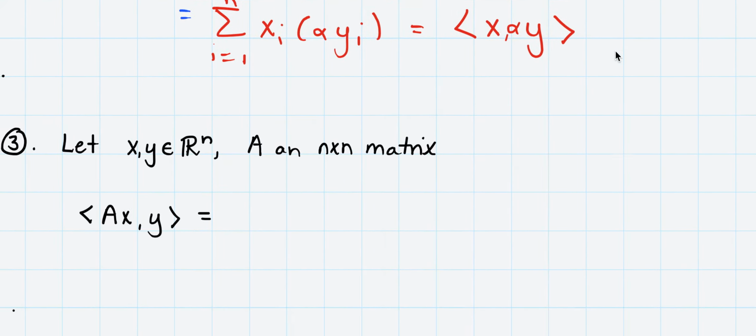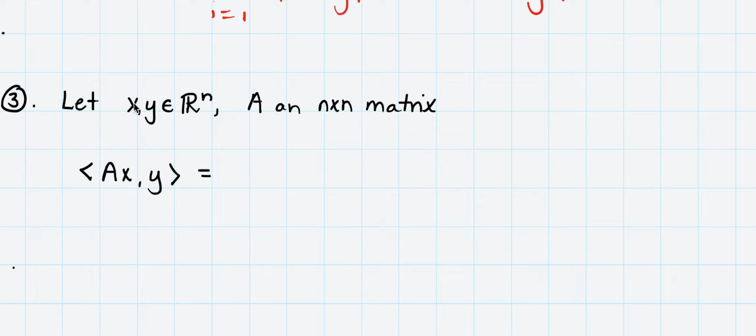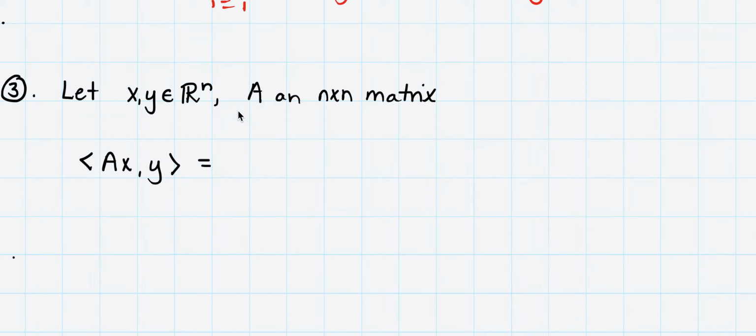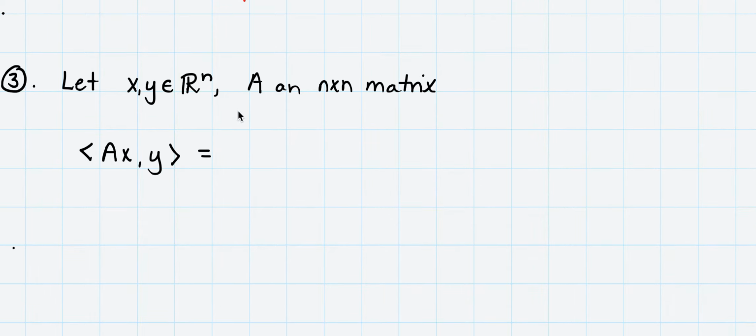Another nice property is if we have x and y in Rn, and A is an n by n matrix, then A times x, if we take the inner product of that with y, this is going to be the same as the inner product of x with A transpose y. Now this one's a little different because when we had a scalar, we could just move it to the back here. But we can't do that here. We have to actually take the transpose.